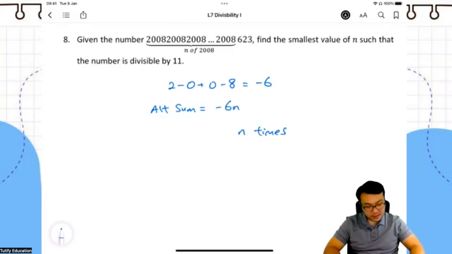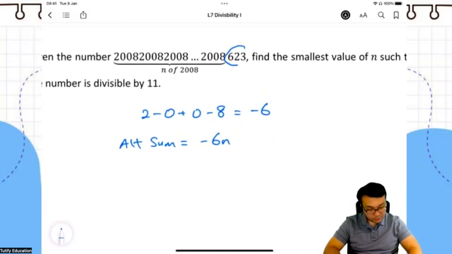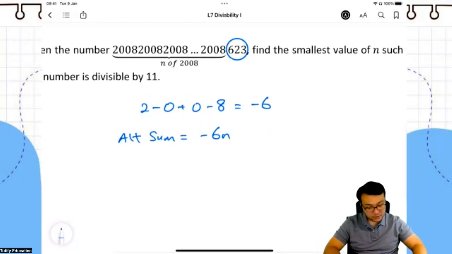-6n. Yes, -6n. And I must continue the alternating sum for the last few digits, right? Yeah. So will it be +6 or -6? +6. -2 plus 3. Simplify everything. What do I get? -6n.